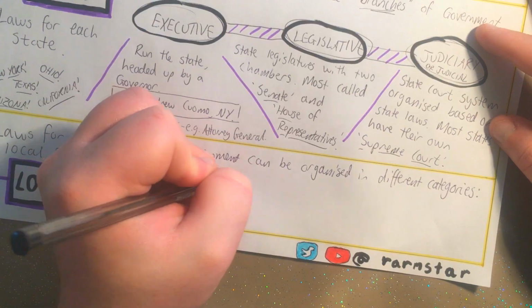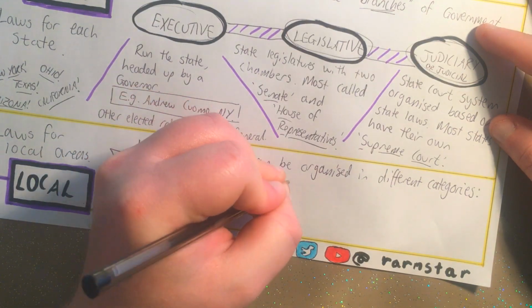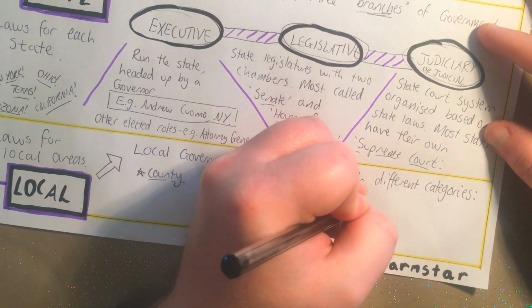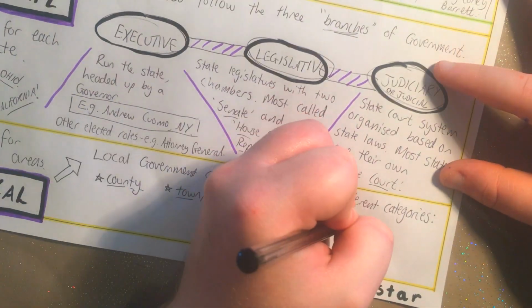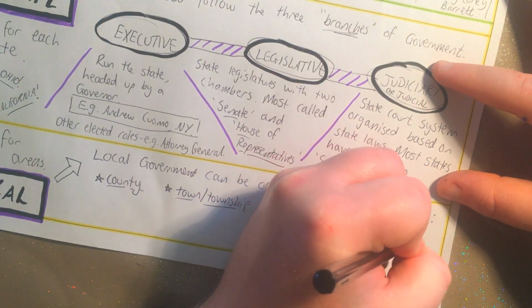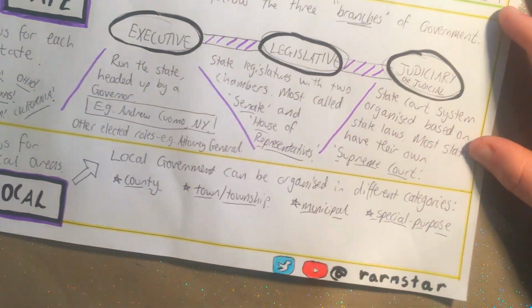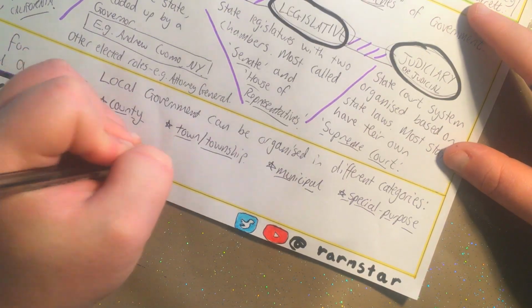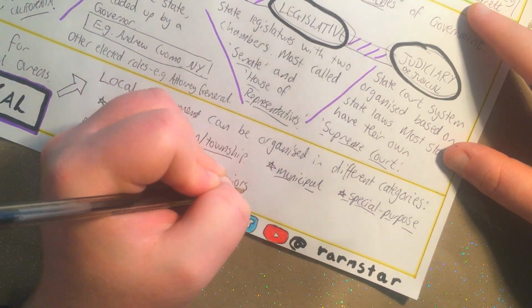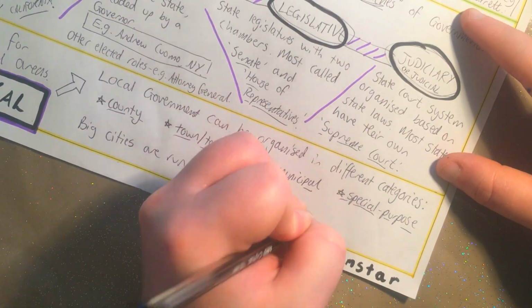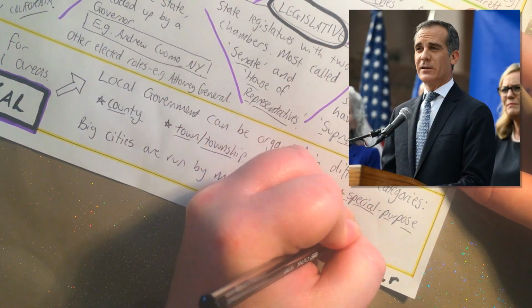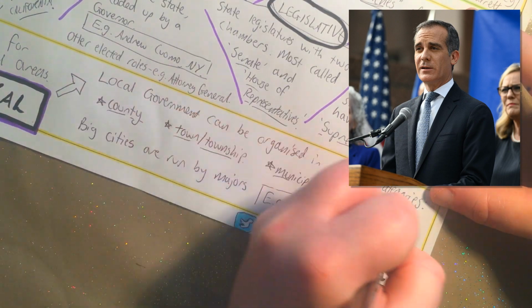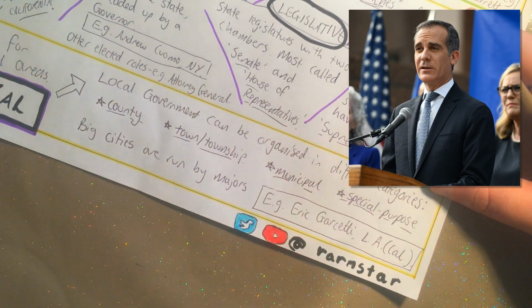Typically, you'll see in big cities around America, when it comes to local government, the big cities are run by a mayor, or it might be a combination of these different forms of government, but most will have a mayor who will be responsible, acting as an executive for the city in order to run it. So our example here, we've got Eric Garcetti, who is the mayor for Los Angeles in California. So lots of different things with local level.